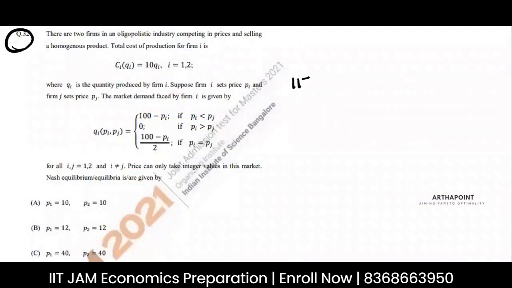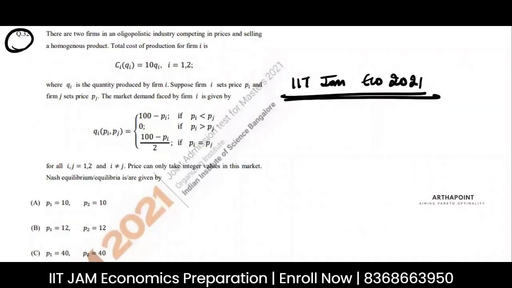Question number 32 of IIT JAM Economics 2021 paper. Let's see what the question is saying. There are two firms in an oligopolistic industry competing in prices and selling a homogeneous product.